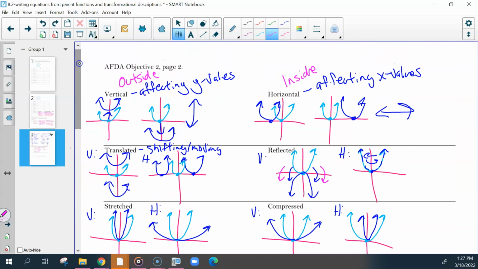We could also go back and start putting in some of these things. So a vertical is going to be a plus k or minus k. Horizontal is going to be a plus h or minus h, if it's in vertex form for quadratics or absolute value. I'll just write it.